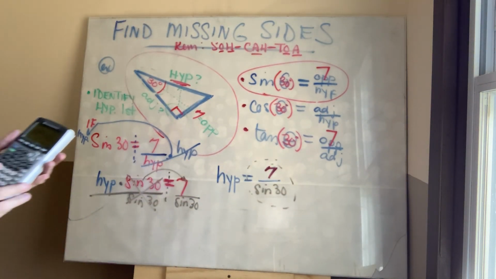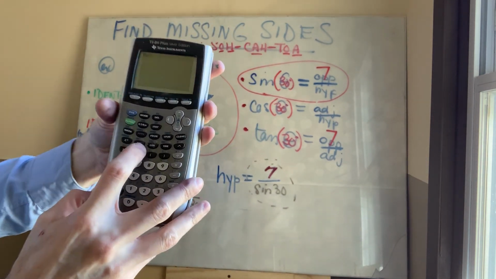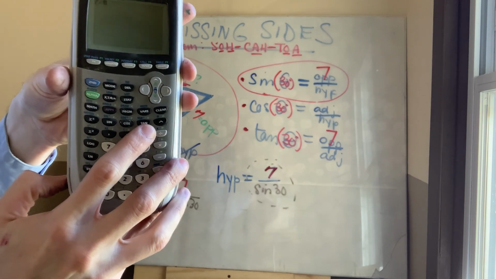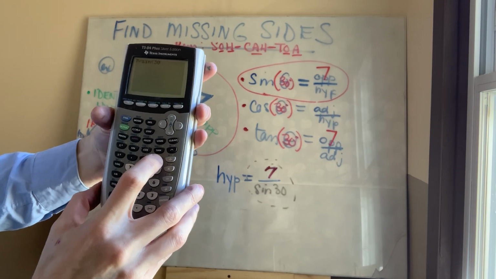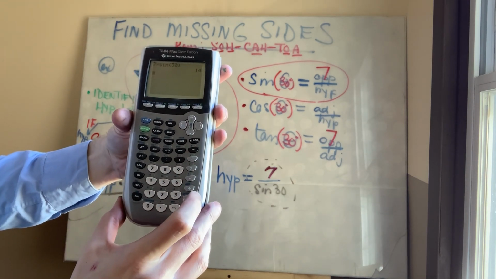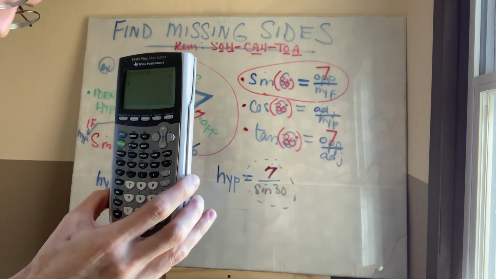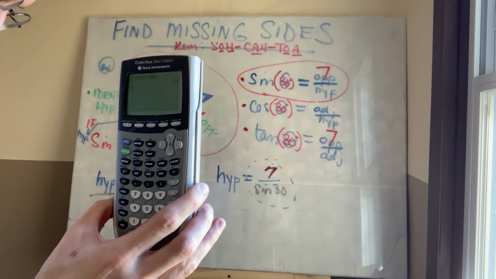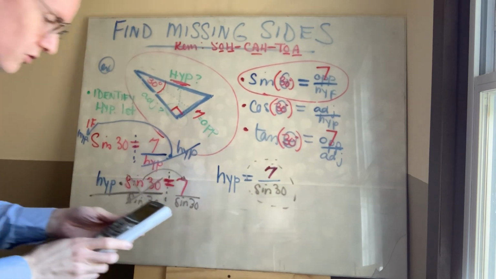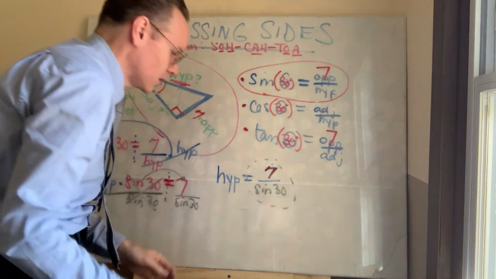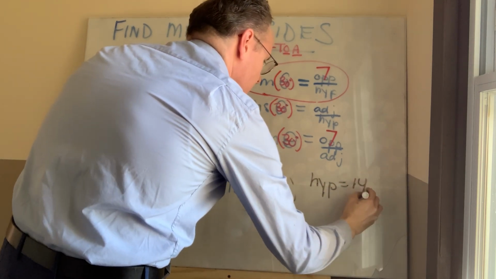So you would hit 7, and then hit division. Then notice that you have your trig function buttons, sine, cosine, and tangent, already here. The sine of 30, right? You can go be a good person and close the parentheses and hit enter, and there it gives you your dimension. All right, so what I'm getting here is 14. Hypotenuse is equal to 14.